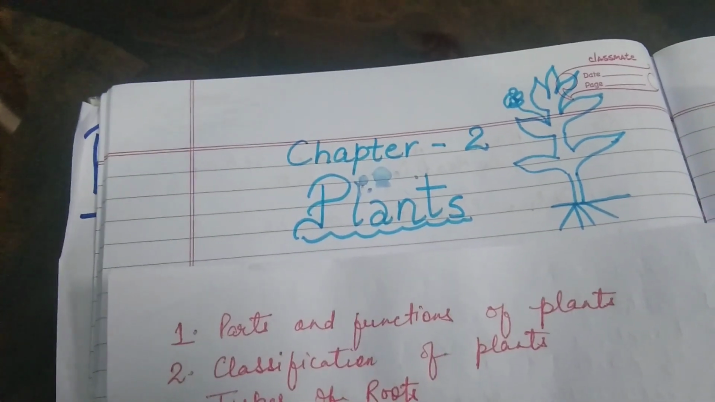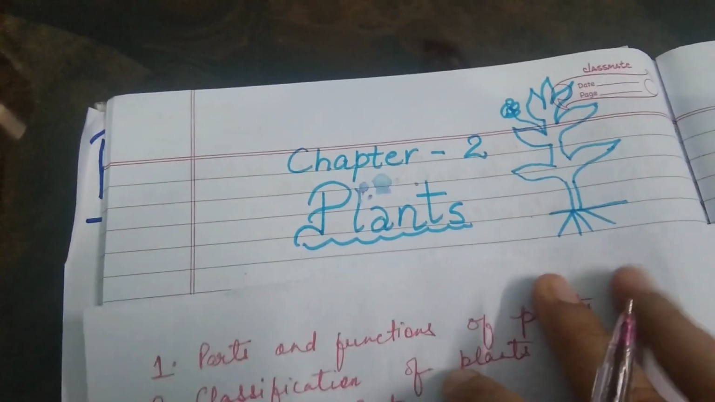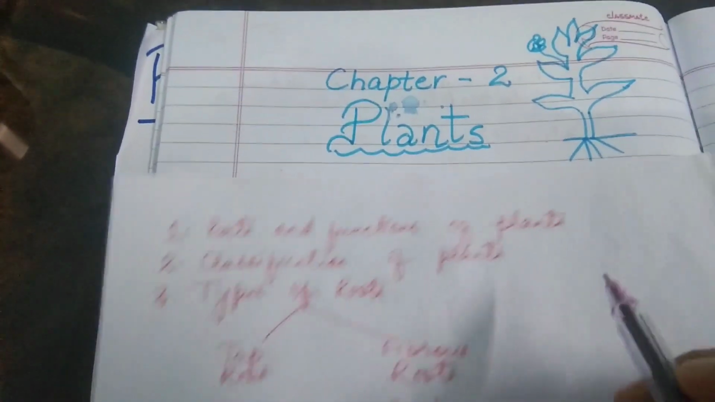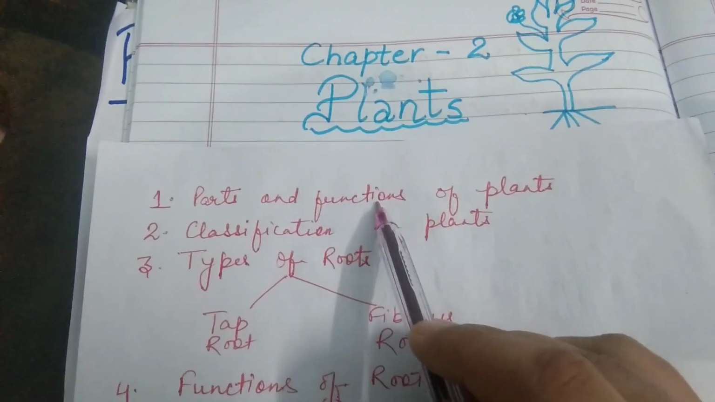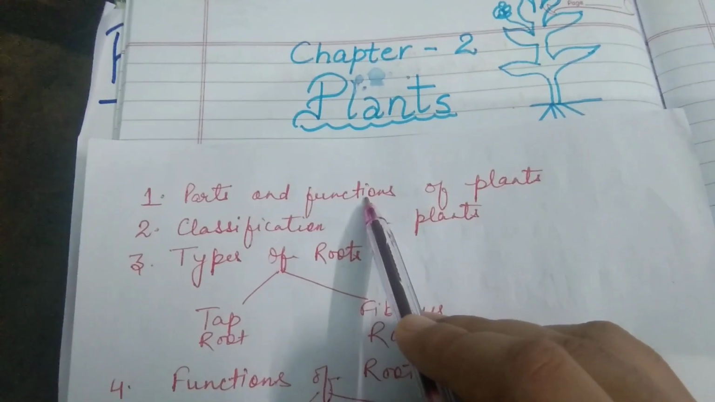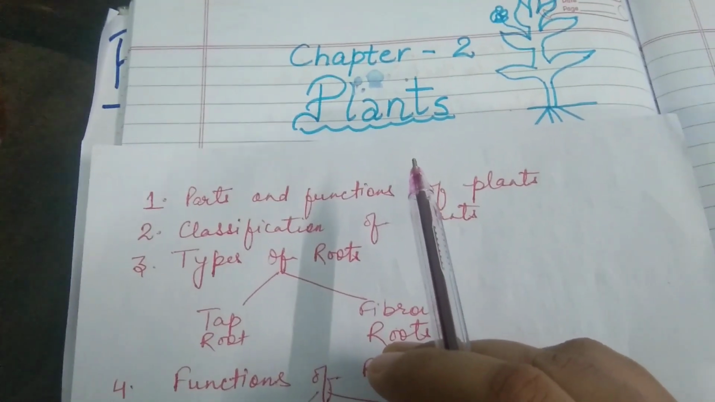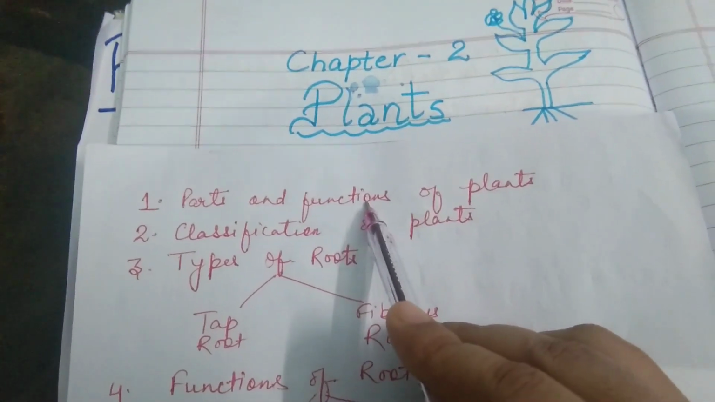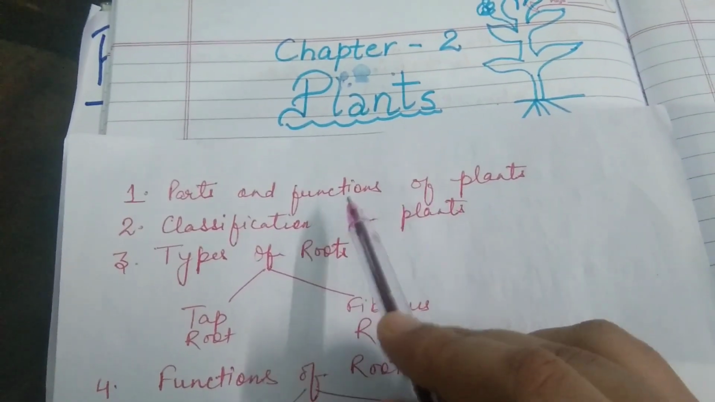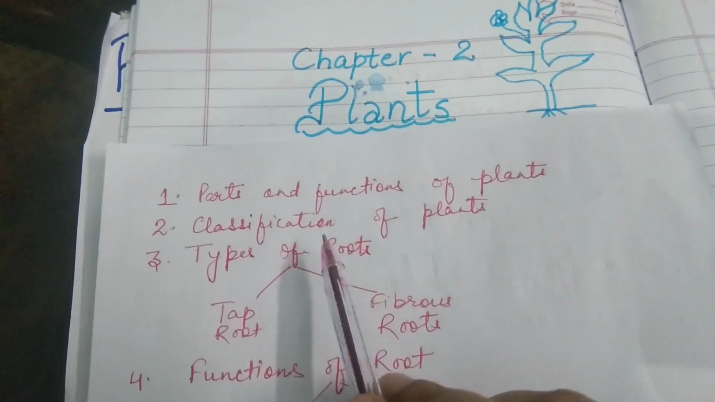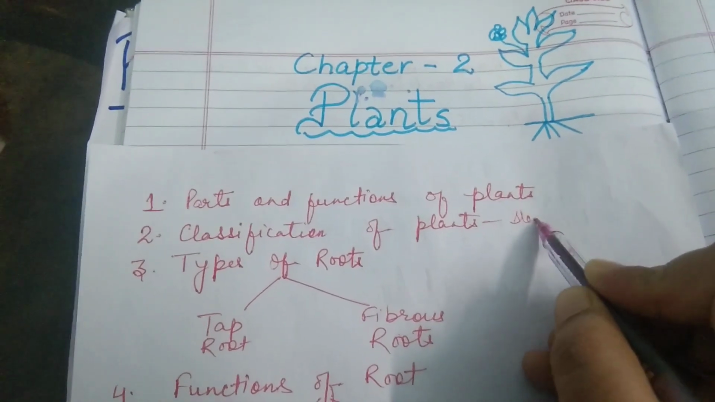Let's proceed with our chapter 2, that is plants. In chapter 2, we have already completed the parts and functions of a plant, which include different parts like root, stem, leaves, flowers, fruits, branches, and their functions. What are the various functions of these parts of the plants? Then we have studied about classification of the plants on the basis of their stem.